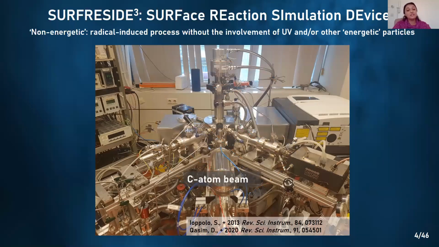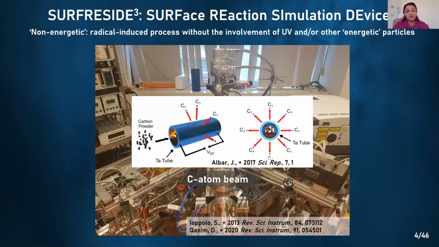So we have a newly installed atomic carbon source, and the way this works is that we have a tantalum tube filled with carbon powder. This tube gets heated and carbon sublimes and reacts with tantalum to form tantalum carbide. So this essentially breaks apart molecular carbon into atomic carbon, and then the atomic carbon continues to diffuse through the tantalum and into the gas phase.